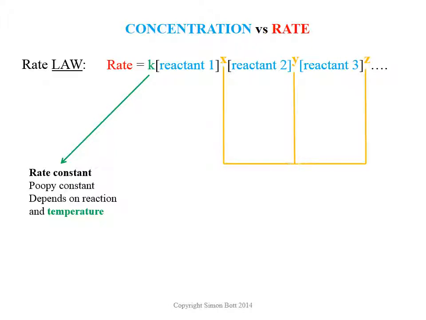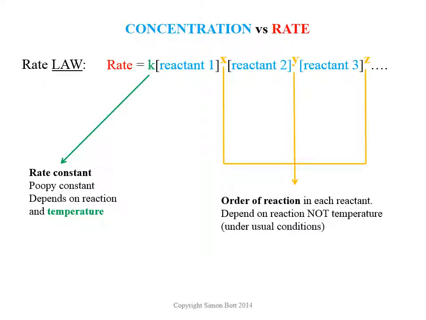Now then, these powers are called the orders of reaction. You can have the order of reaction in each reactant, you can have the overall order of reaction, which is of course just the sum of the orders with respect to each reactant. So this reaction is X order in the first reactant, Y order in the second reactant, Z order in the third reactant, and X plus Y plus Z order overall.